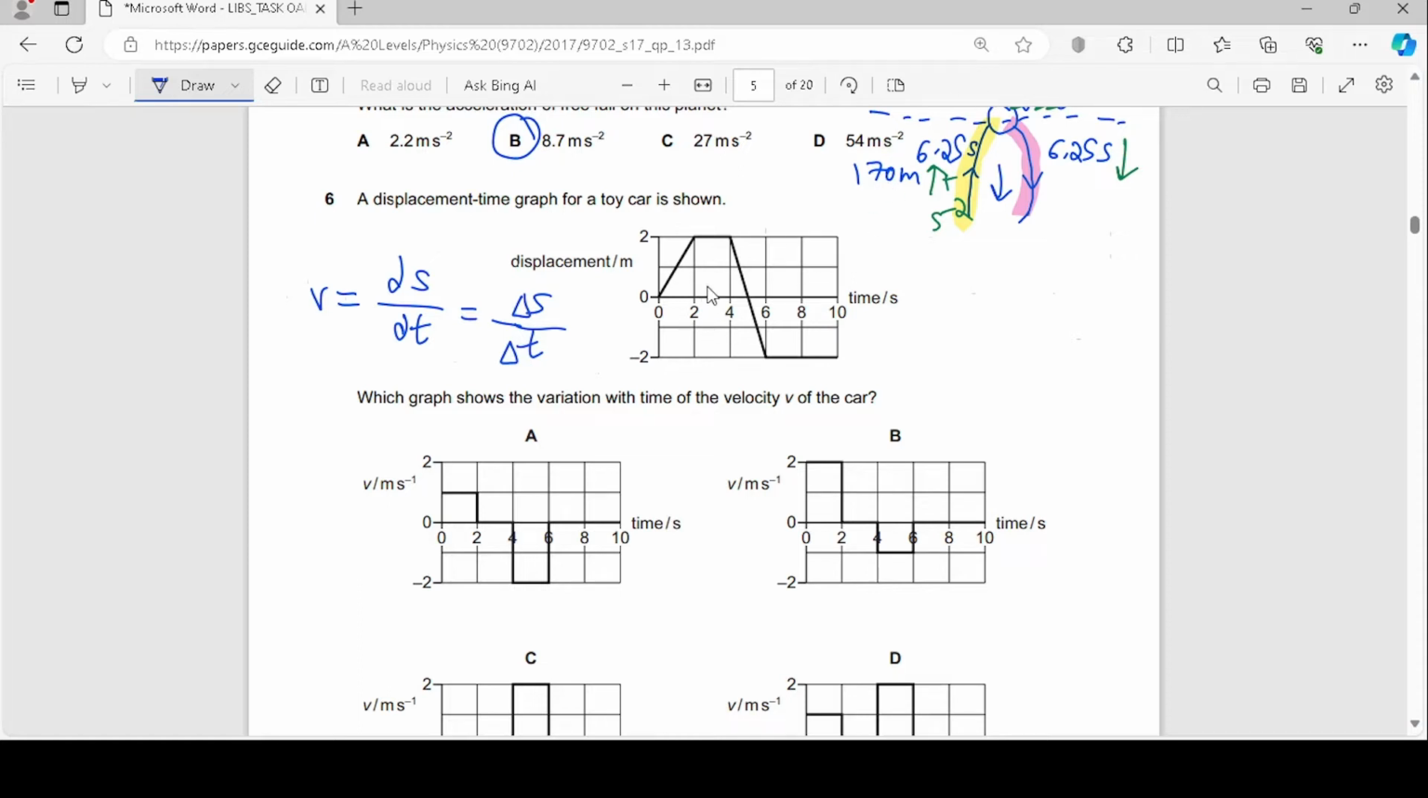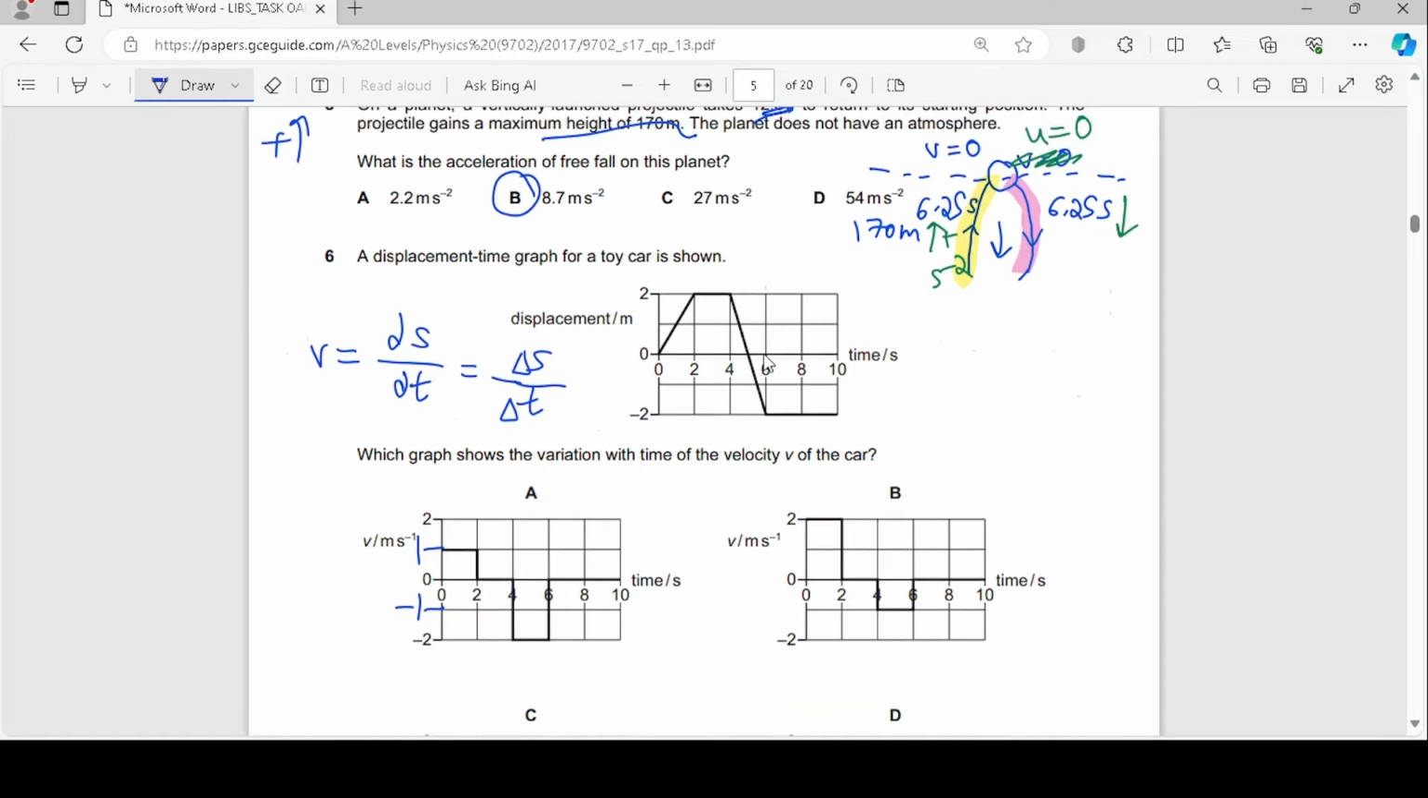If I calculate it, I suppose they've already given you the values, so that's more convenient. I'm just going to write 1 and minus 1 as well. Each box is 1 on the y-axis, and over here on the x-axis each box is 2 seconds.